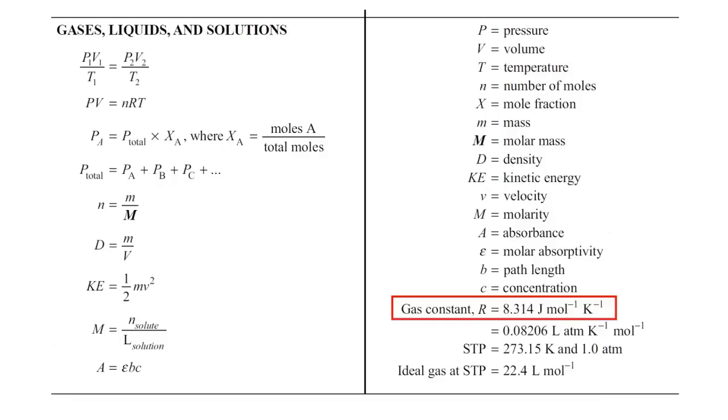Now the R value that you should use is not 0.08206, but rather 8.314, which has units of joules per mole per Kelvin.